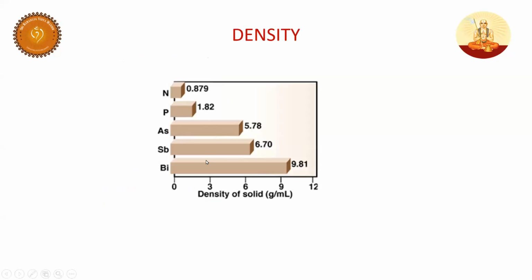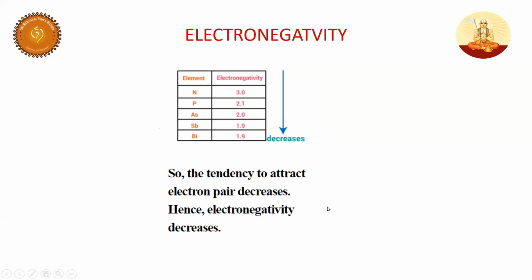So students, density. As you are aware, density is equal to mass by volume. Both mass and volume are increasing, so naturally it shows a regular trend. Bismuth is also a metal, and naturally it has a high density of 9.81. Now, electronegativity values, very, very important.